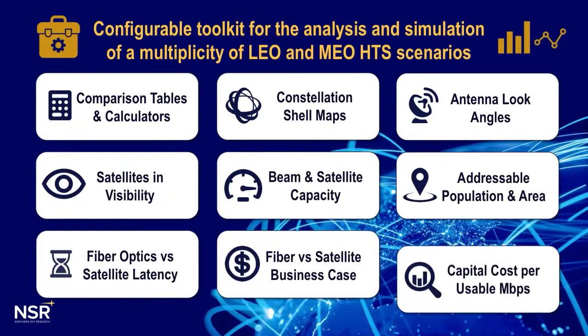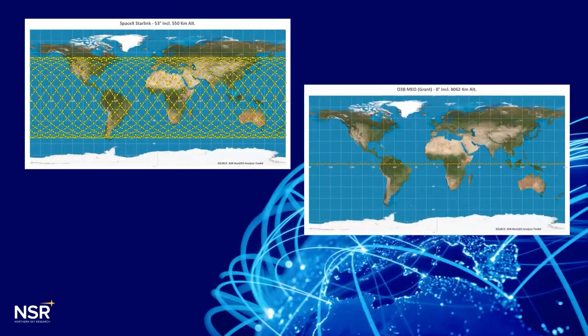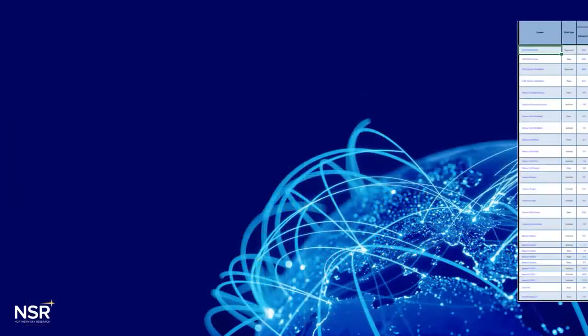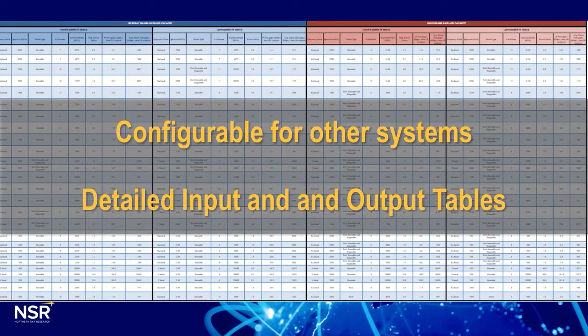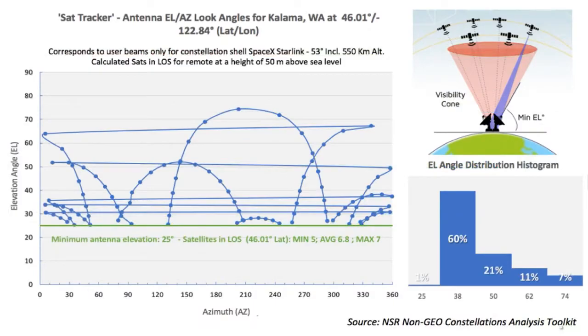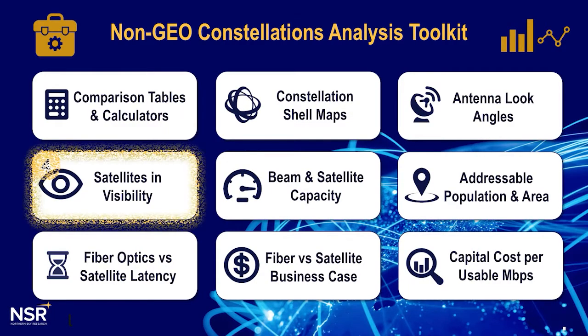NSR has developed 9 configurable tools utilizing data collected from 27 constellation shells, both granted and in-process FCC applications, in order to evaluate each HTS constellation. The NSR NCAT gives you the opportunity to add additional information from your internal database to evaluate each HTS constellation and simulate possible future modifications or other constellation initiatives. Now let's explore NCAT's Tool 4.